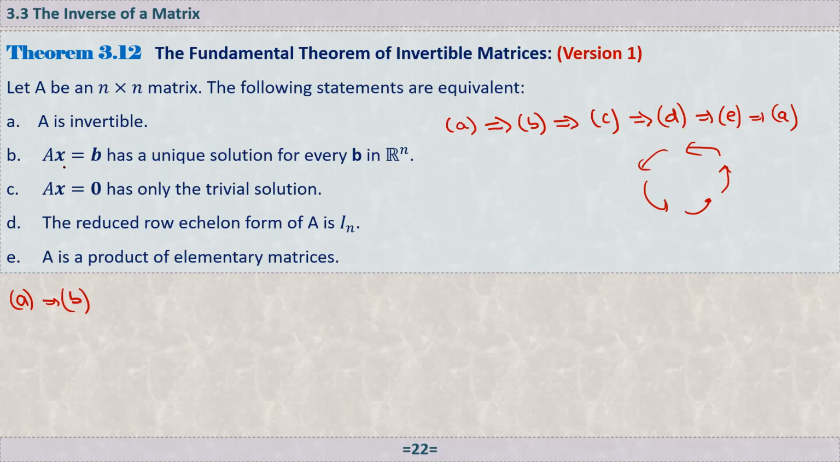If you remember, AX equals B has a unique solution for every B, because since A is invertible, I can multiply both sides by its inverse, A inverse. Here we have X. And here on the right hand side, A inverse B. And from here, X equals A inverse B.